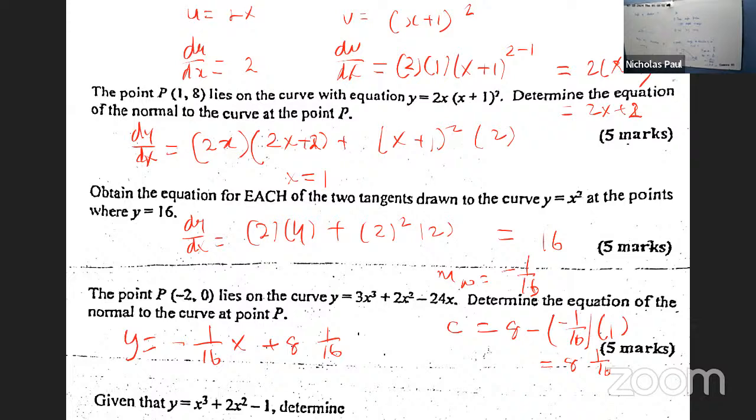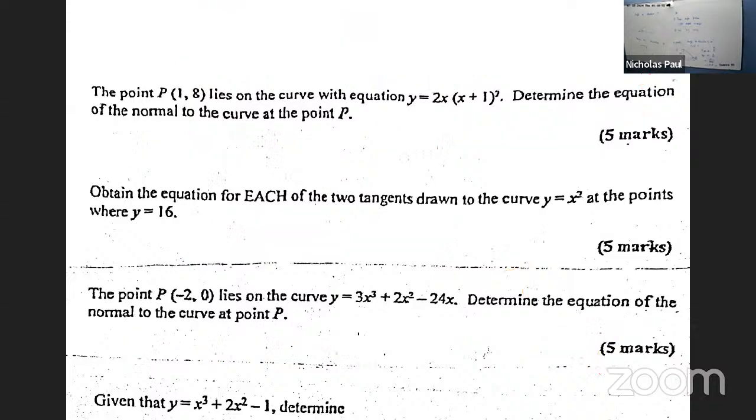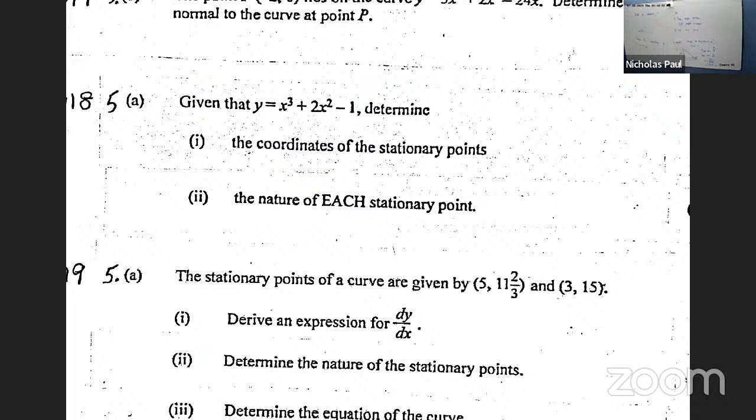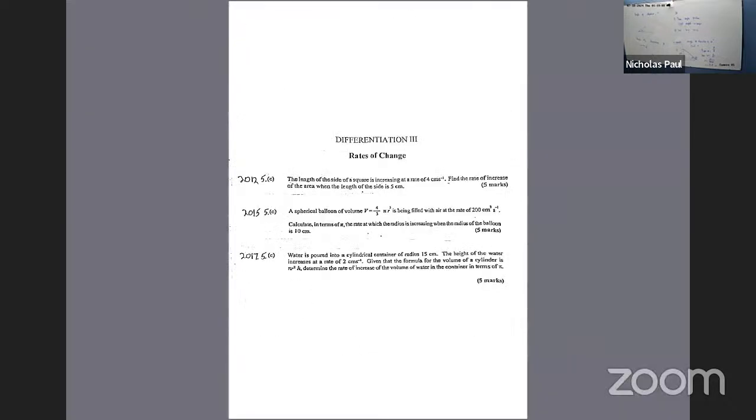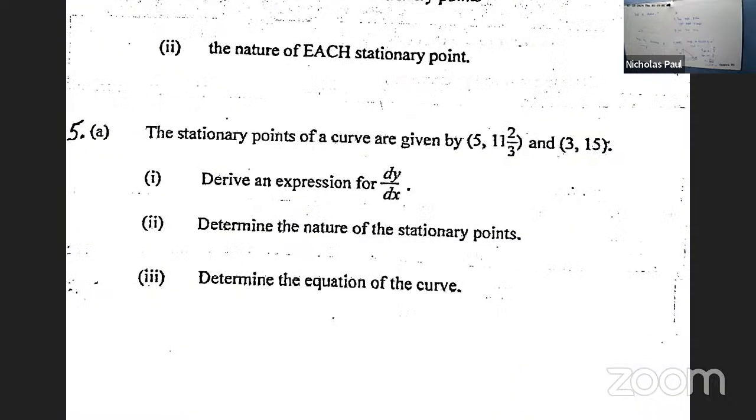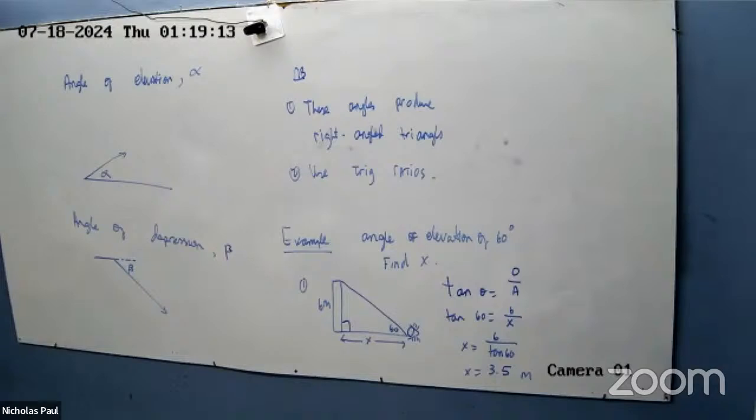All right, let's go again. One more before I switch it up. Let's do the next application, maximum and minimum.